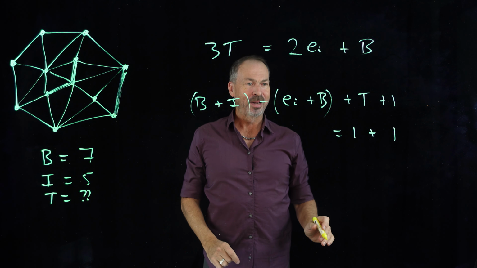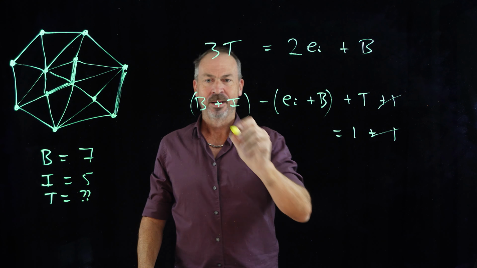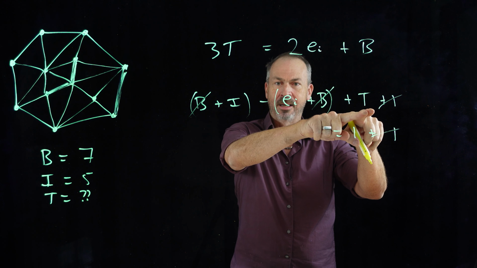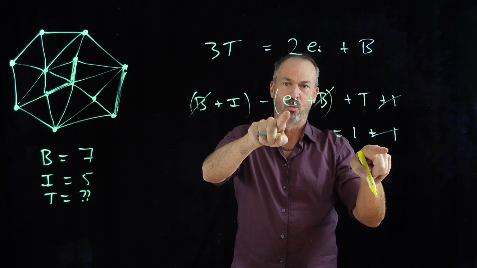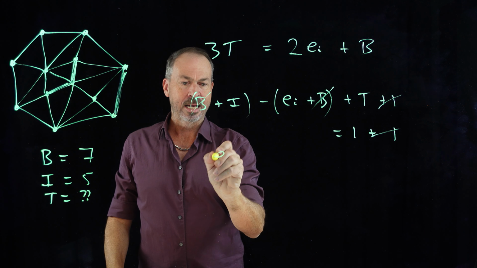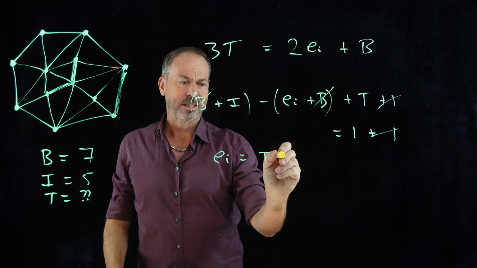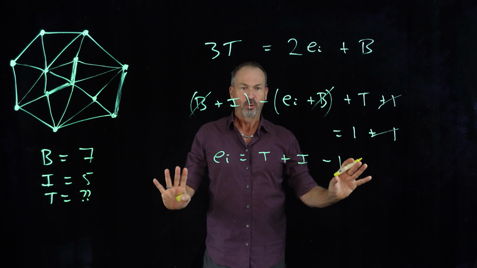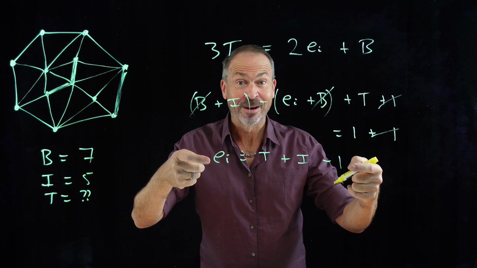All right, so what can I do here? I see the plus 1s are going to cancel. I see the B's are going to cancel. So I see an I plus a T minus an E_I equals a 1. So let me just make this E_I is going to be T plus I minus 1. I think I did that correctly. All right, great. So there's a formula for the number of interior edges.